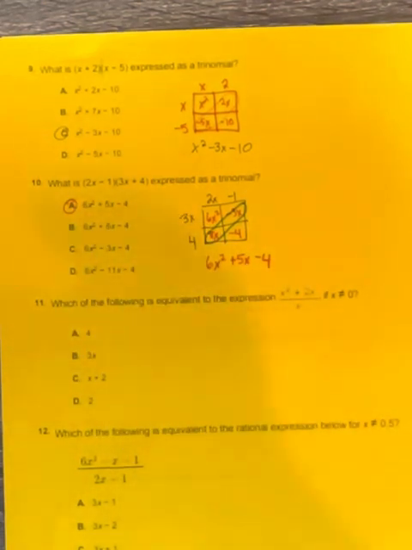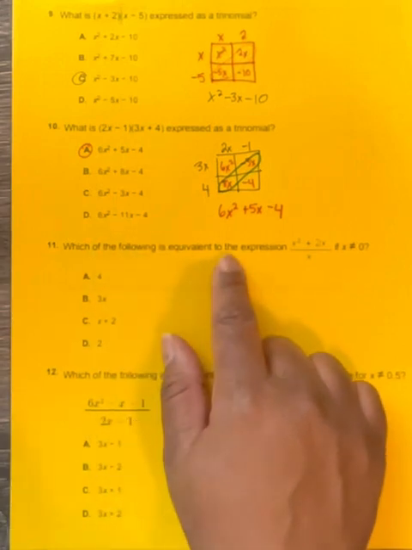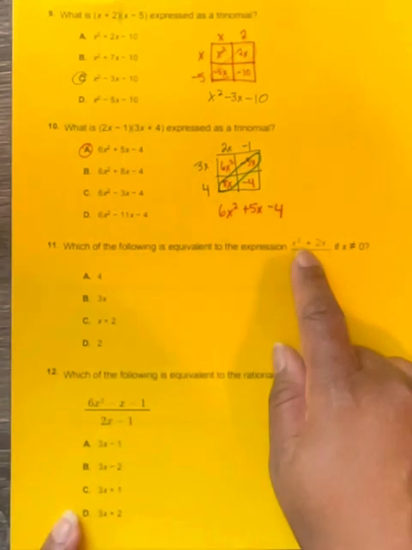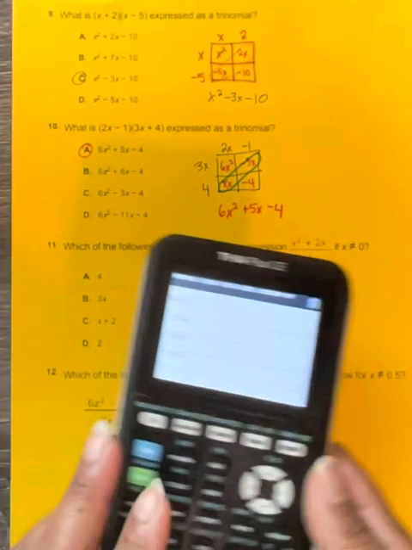And that's A. Hopefully this makes some sense to you. Now we're moving on to 11. Now, when we look at number 11, it says, which of the following is equivalent to the expression x squared plus 2x divided by x if x is not equal to 0?